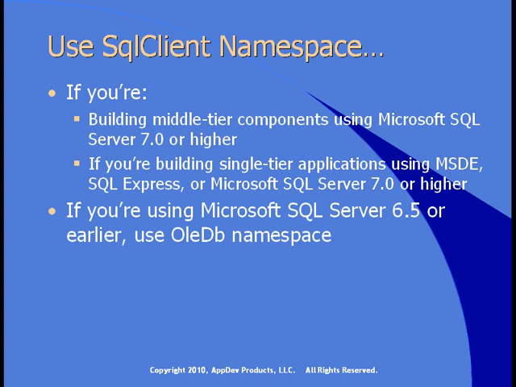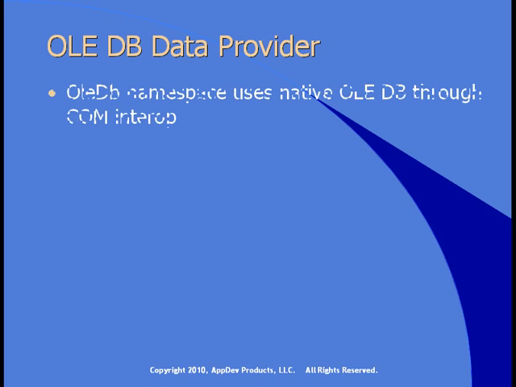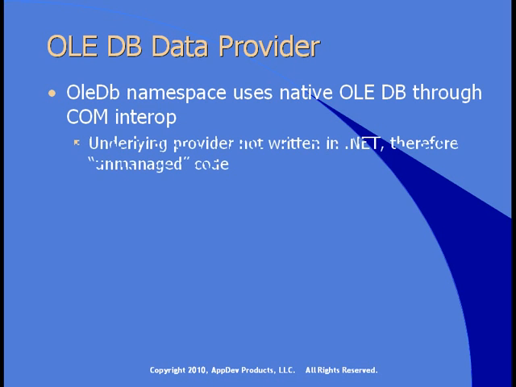If you're using SQL Server 6.5 or earlier, first of all, it's time to move up. It's been a long time. But in any case, if you're forced to use an old version of SQL Server, you're going to have to use the OLEDB namespace because the SQL Client namespace doesn't support that ancient version of SQL Server. You'll use the OLEDB namespace, which provides native OLEDB through COM interop. And in that case, you're using unmanaged code. The underlying provider, that is the part that actually talks to the data, wasn't written in .NET, and therefore it's unmanaged code, and you have to use COM interop to communicate between your managed code and the unmanaged provider.